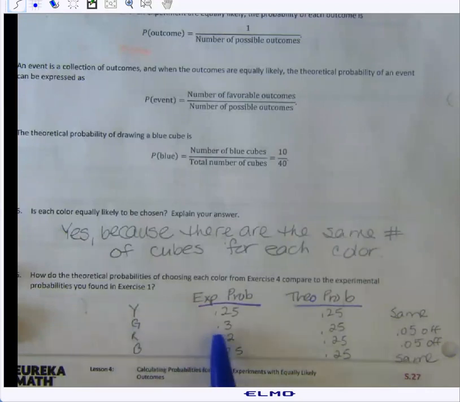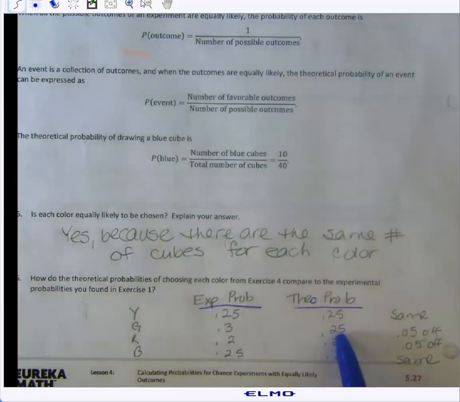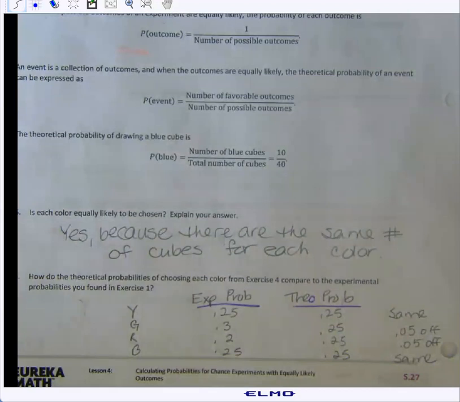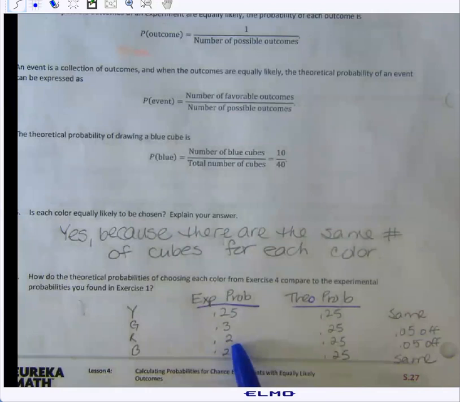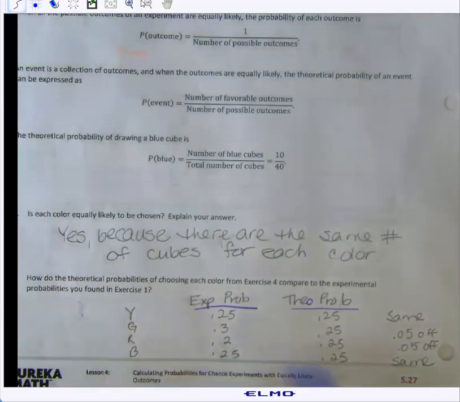For the green, though, this is probably more realistic, we got the experimental probability to be 0.3, but the theoretical was 0.25. So it was a little bit off. Our experimental probability was about 0.05 too high, 5 hundredths too high. That's not very far off though, but it was a little off. And then same for the red, but just in the other direction. It was 0.05 too low, our experimental, than the theoretical. And then the blue was the same.